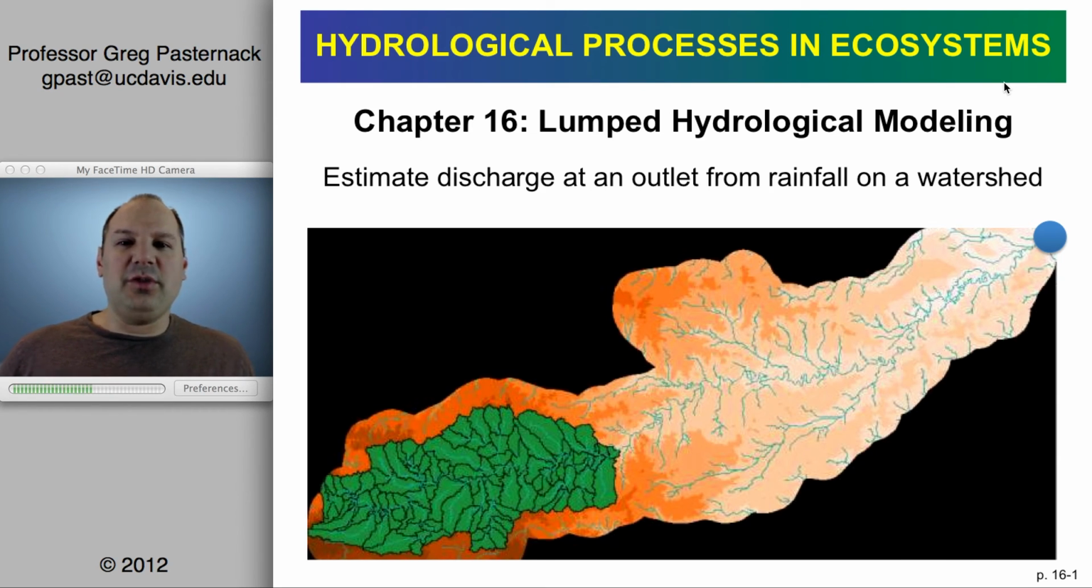So we have this term, lumped hydrological modeling, and it means to treat the watershed as one whole entity. We can consider it lumped in the sense that it's basically one thing, and we're going to look at what goes into it and what comes out of it.